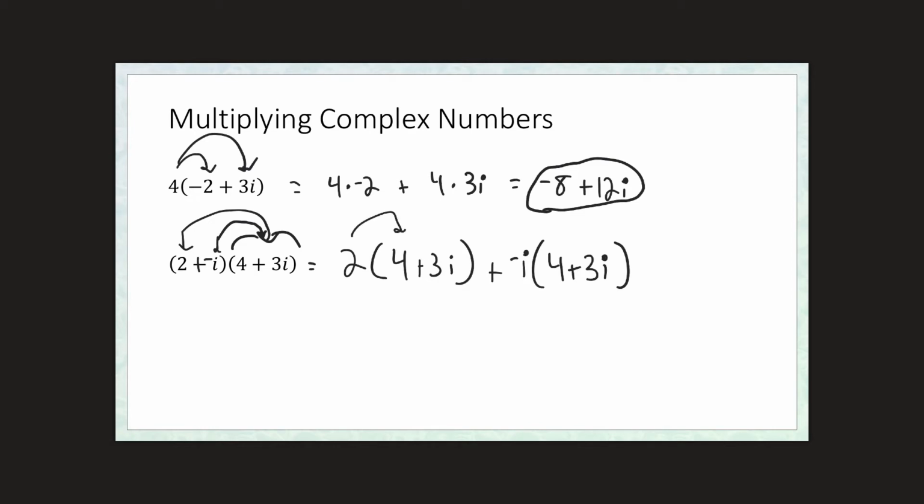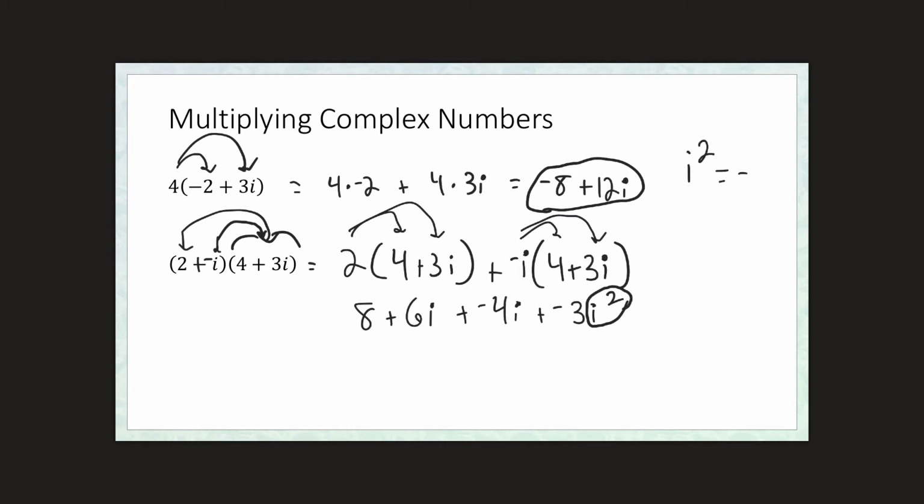Okay, we have some distribution to do here. So 2 times 4 is 8. 2 times 3i is 6i. Negative i times 4 is negative 4i. And negative i times 3i is plus negative 3i squared. So everything looks okay, but here's the first place we're going to see this. There's an i squared here, and I know that i squared really equals negative 1. So I'm going to substitute negative 1 for that i squared.